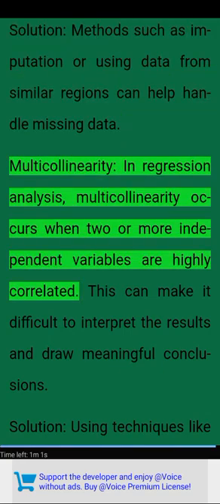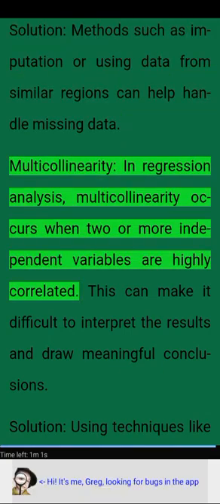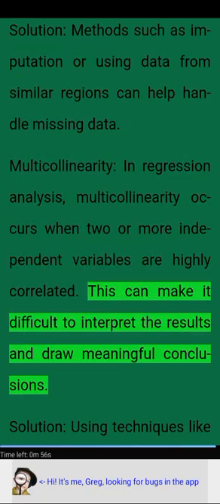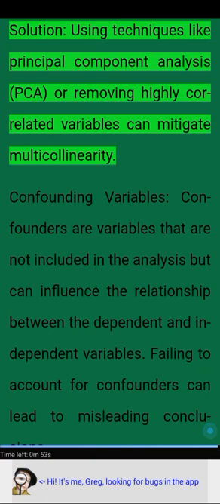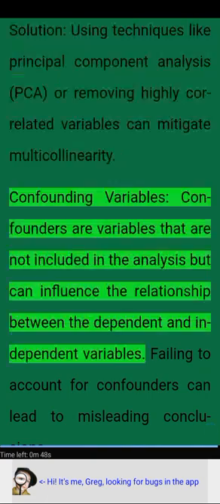Multicollinearity. In regression analysis, multicollinearity occurs when two or more independent variables are highly correlated. This can make it difficult to interpret the results and draw meaningful conclusions. Solution. Using techniques like principal component analysis (PCA) or removing highly correlated variables can mitigate multicollinearity.